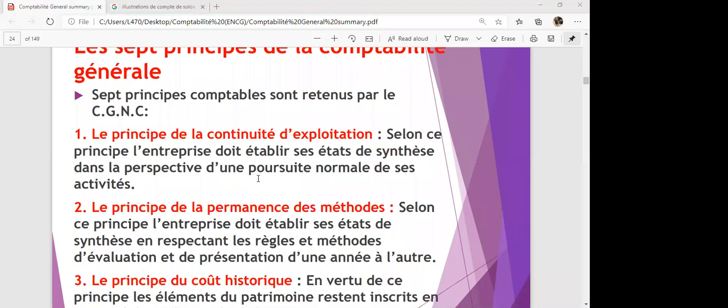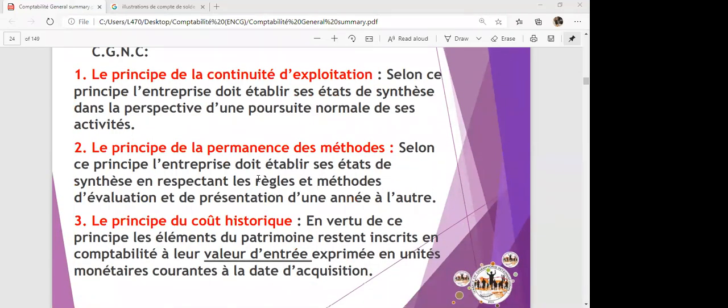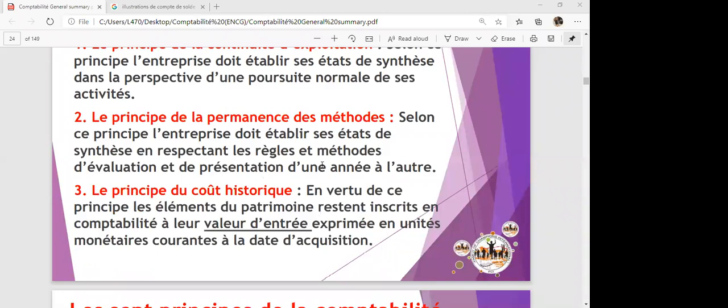That should be it. And the third one is le principe de coût historique. It reads, en vertu de ce principe, les éléments du patrimoine restent inscrits en comptabilité à leur valeur d'entrée. So this one simply says that if we buy a fixed asset today, we are supposed to record it in our accounting documents at the value we bought it for. Let's say today I buy a vehicle costing 30,000 dirhams. Next year, the vehicle is supposed to be valued at 30,000 dirhams. The value is not supposed to fluctuate or change for whatsoever reason.